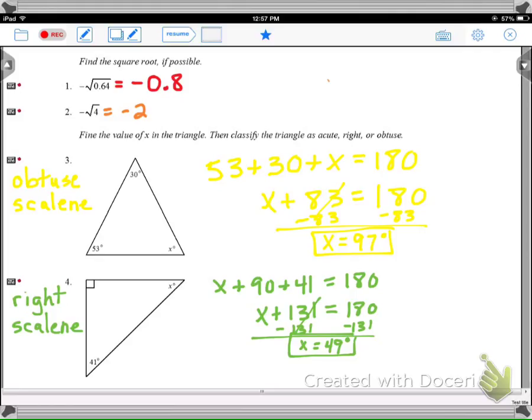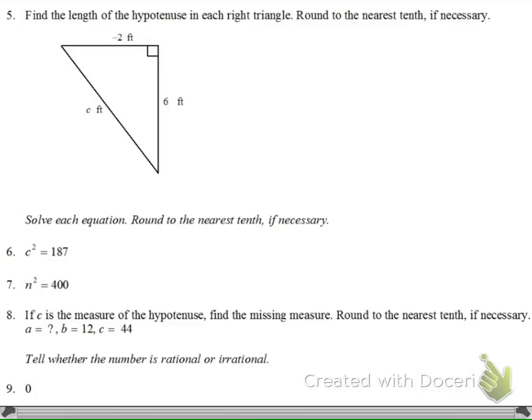Alright, now looking at number 5. This time, number 5 asks you to find the length of the hypotenuse of the triangle, which means you're trying to find c. How do I know that's the hypotenuse? Because it's across from the right angle. And then also it says to round to the nearest tenth.